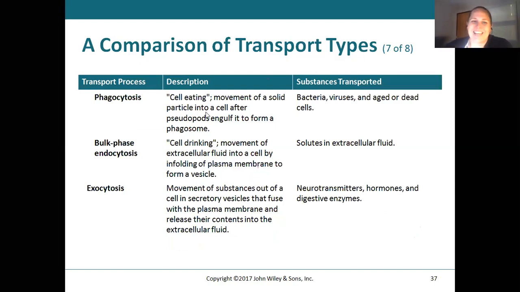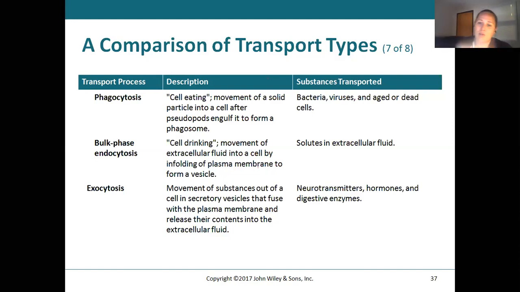cell eating. Again, that's how our white blood cells are going to consume things like bacteria and viruses. And bulk phase endocytosis, solutes and extracellular fluids, or pinocytosis is also what it's called. And then exocytosis, it's where you're bringing something from inside the cell to outside of the cell. So endocytosis is in, exocytosis is out.